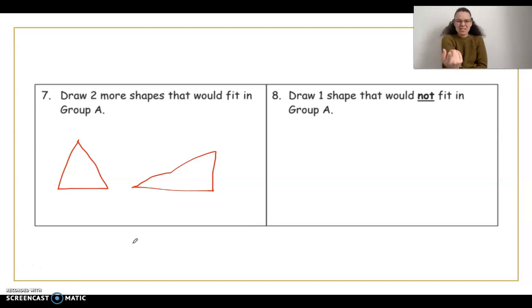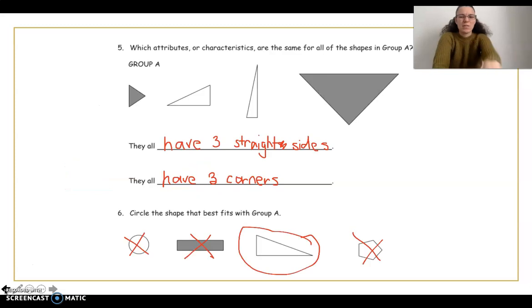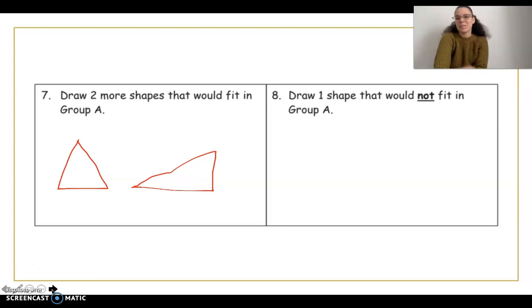Then this says, draw a shape that does not fit in to group A. Remember, that means we need to draw something that does not match that rule. Something that doesn't have 3 sides and something that doesn't have 3 corners. I wonder what shape you're going to draw. I know what I'm going to draw. I drew a circle because a circle does not have 3 straight sides and it does not have 3 corners. Did you draw a circle too?